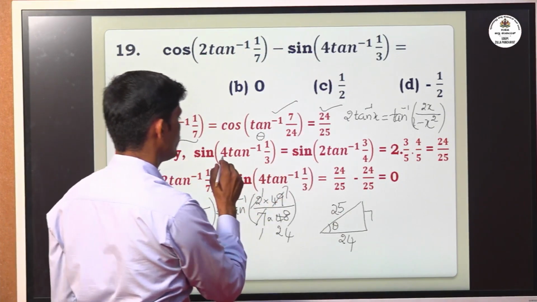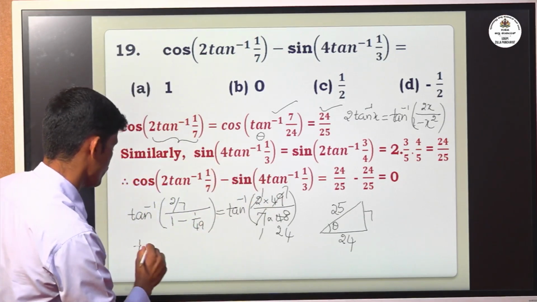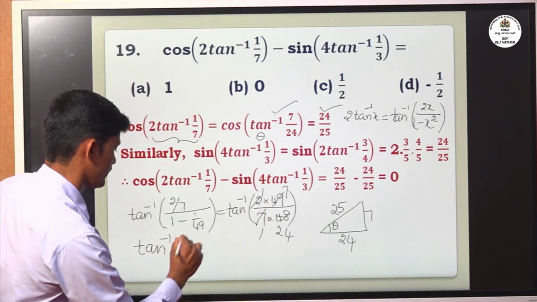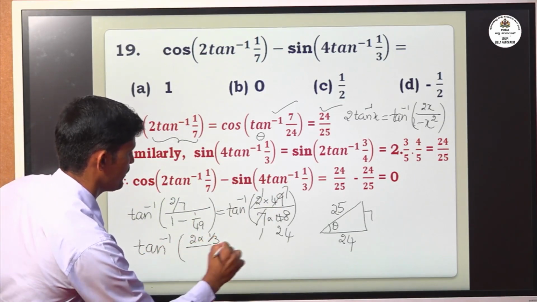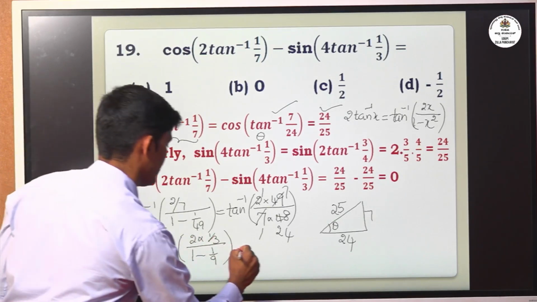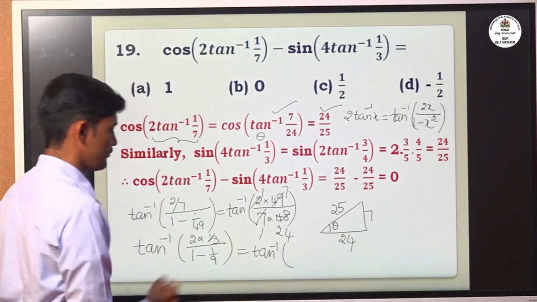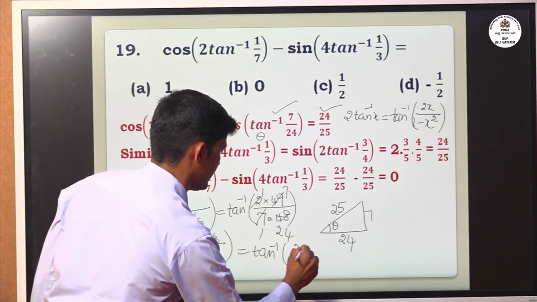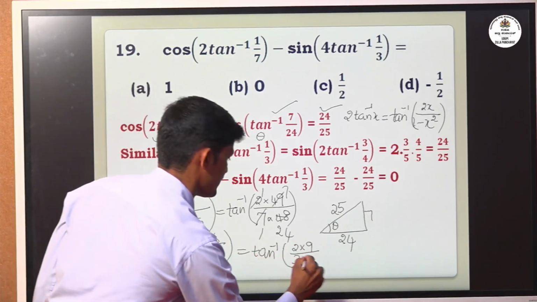Then this becomes the 2 tan inverse of x formula. That is tan inverse of 2 into 1 by 3, that is 2 by 3, divided by 1 minus 1 by 3 whole square, that is 1 by 9, becomes tan inverse of. 9 goes to numerator, so 2 into 9 divided by 3 into 9 minus 1 is 8.